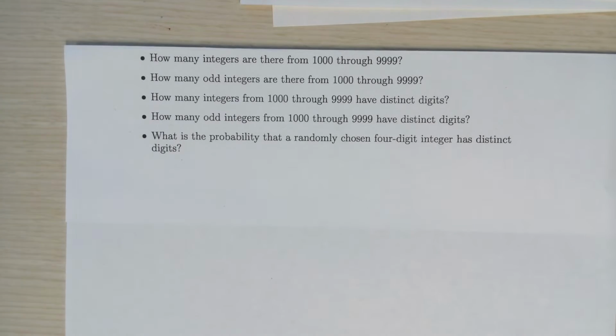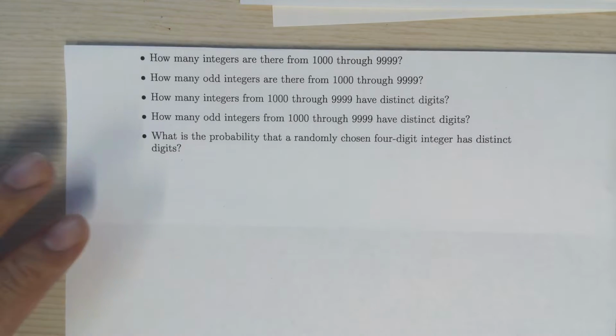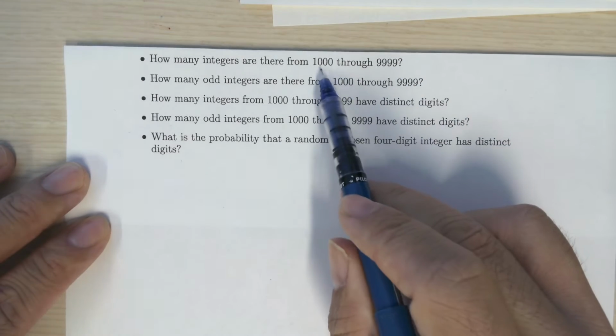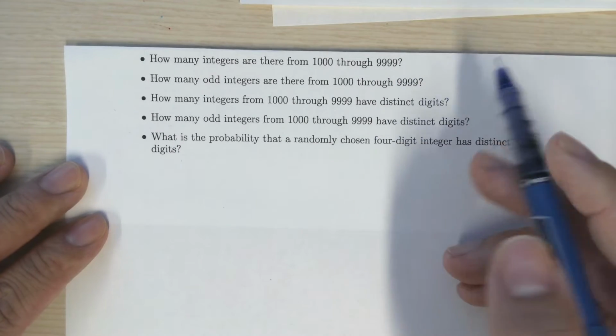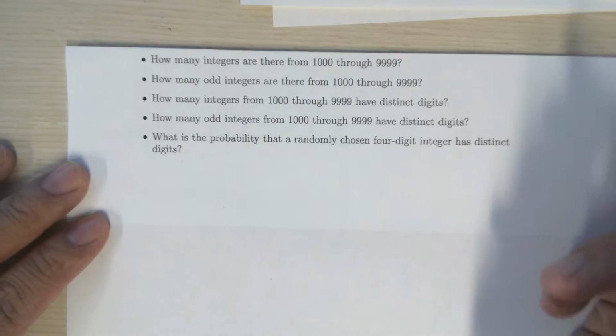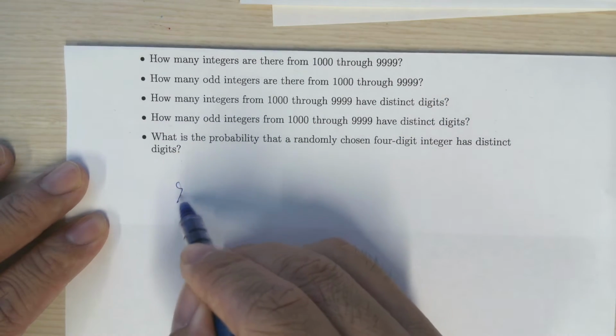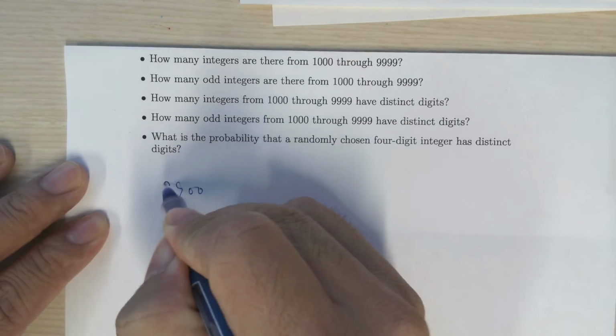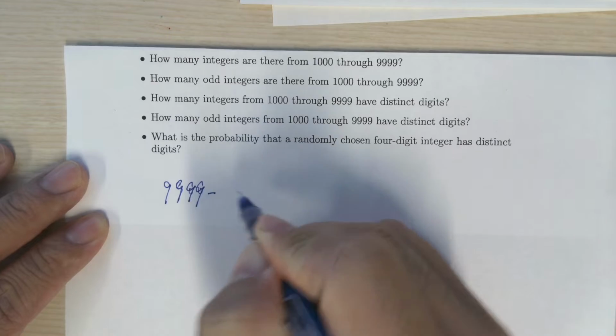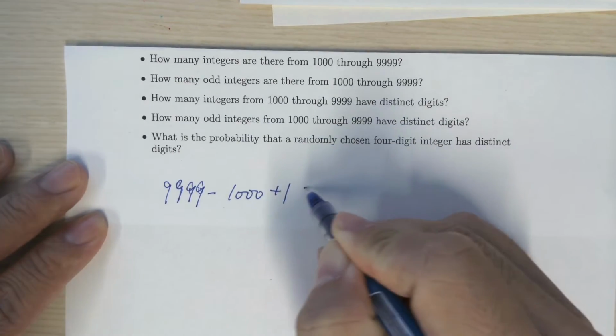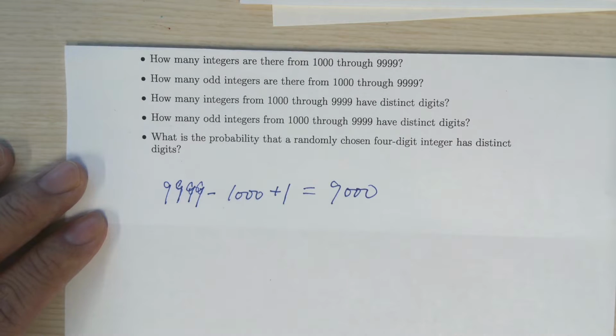Okay, so let's look at this problem. How many integers are there from 1000 through 9999, right? You can think about it in two ways. Number one, since these are consecutive integers, you can think about it as doing counting. Starting from 1000 to 9999, how many integers are there? Which is going to be 9999 minus 1000 plus 1, right? So that will give you 9000, okay?